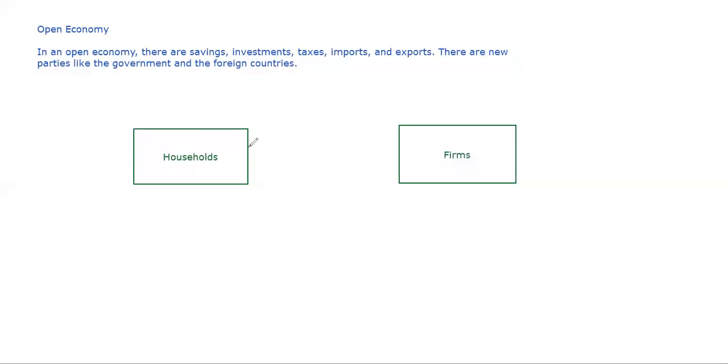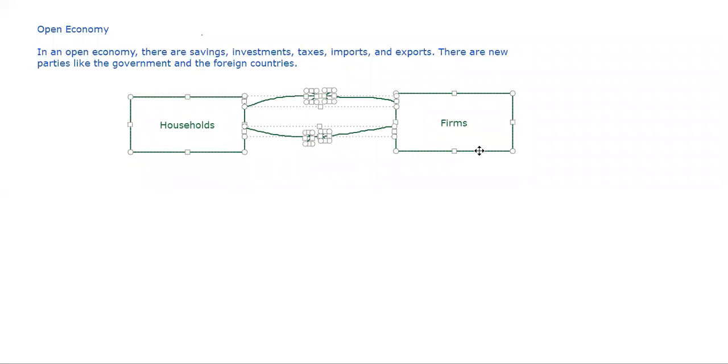What exchange did they have? They had some exchange between them of goods and services. So something flew from households to firms and something flew from firms to households. And similarly, there was some exchange in terms of money. So something flew from households to firms and firms to households. We'll not rename all those things again. We'll focus on something else now. So now let me just put all of this a little on top so that we get some space.